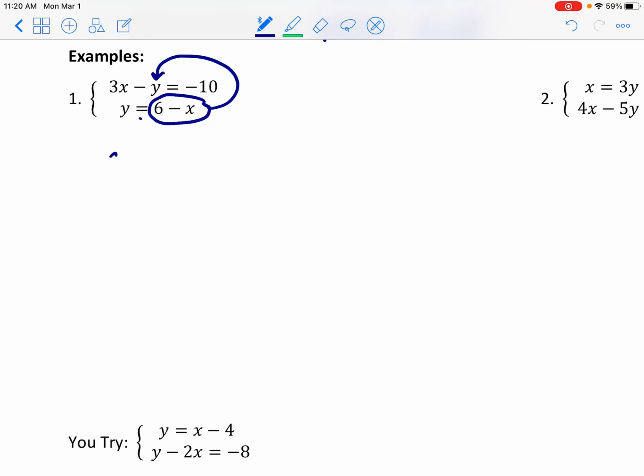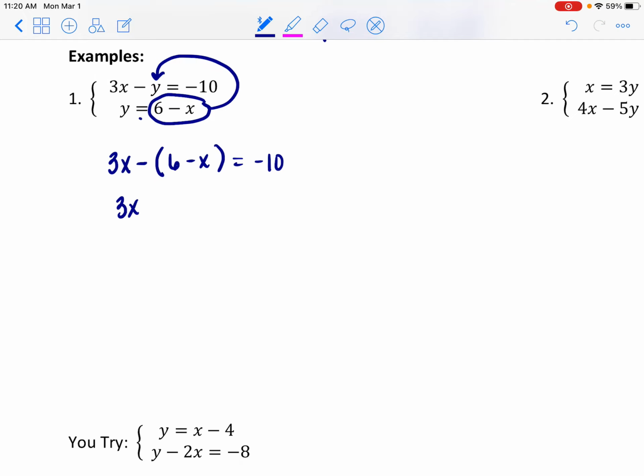So our first equation we can rewrite as 3x minus, instead of y, we can substitute in what it equals, which again is 6 minus x. And then it's going to equal negative 10. So in our first equation, the y gets replaced with 6 minus x. But the rest of the equation, notice, is the same, right? We still have a 3x and a minus, and we still have an equals negative 10. We just replaced y with 6 minus x. And now, instead of two equations, two variables, I have one equation, one variable. So this is going to allow us to solve for part of our solution.